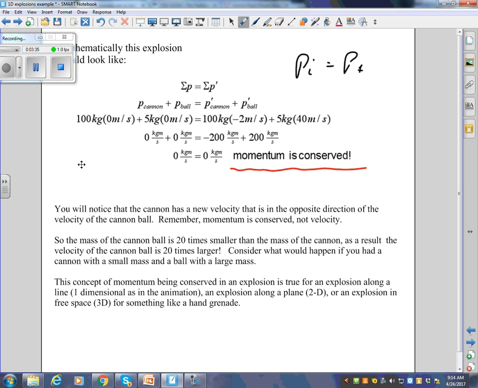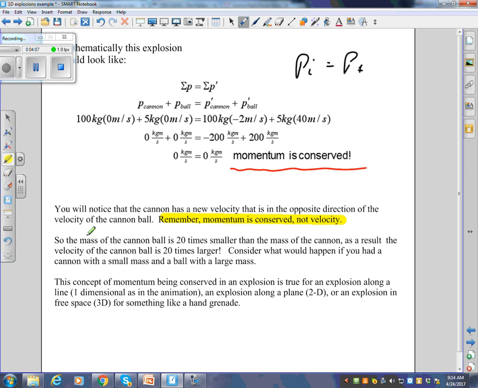You will notice that the cannon has a new velocity in the opposite direction of the velocity of the cannonball. Remember, momentum is conserved, not velocity. So you might want to make a little note of that. It's momentum that is conserved, not velocity. How come the cannonball is traveling at a whopping 40 meters per second, but the cannon is only going backwards at minus 2? Because it's much heavier. Exactly, right? The cannon is 100 kilograms, the cannonball is only 5.